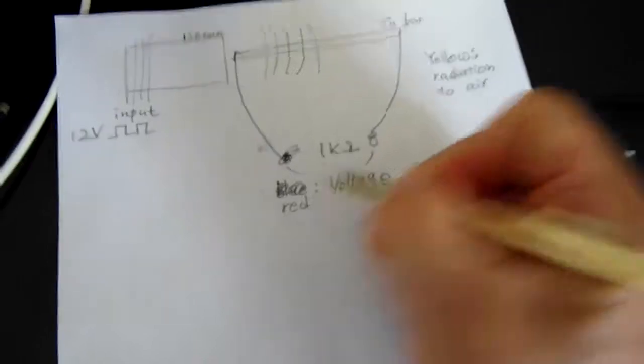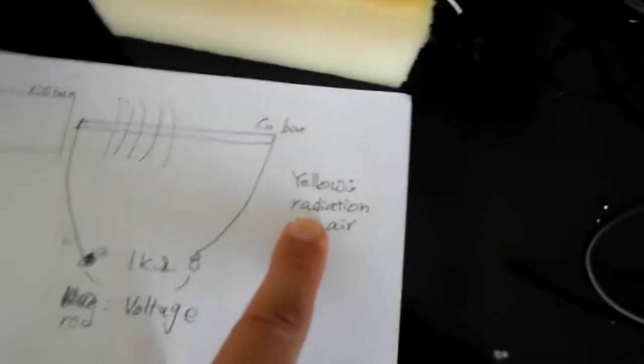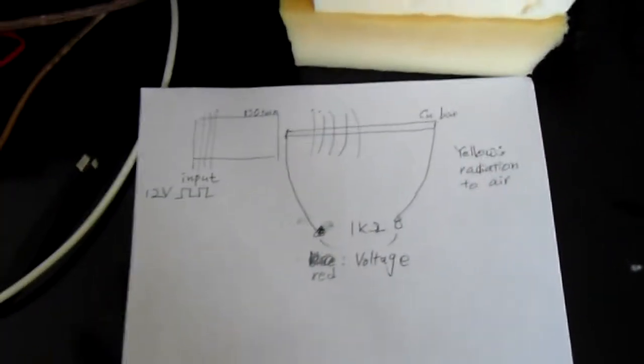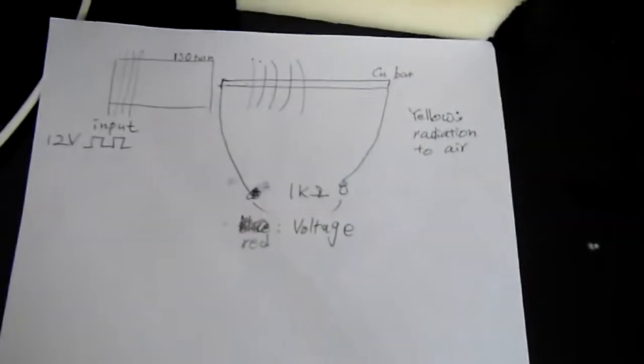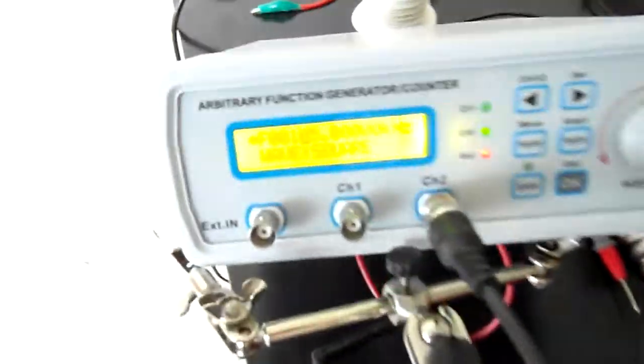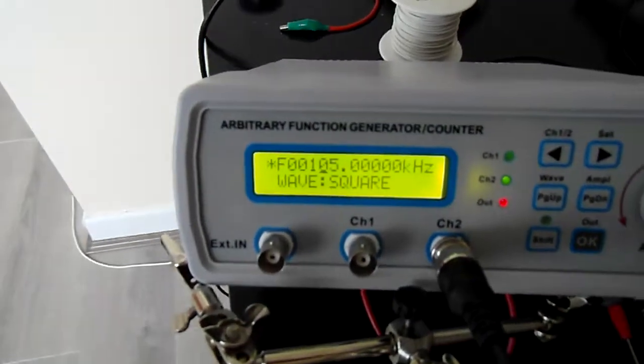The red probe is voltage, and the yellow probe is just seeing the radiation in the air like that. And so it's interesting. It's not that when the radiation is strong, the ferroresonance is strong. It's different. First, I start with 100 kilohertz.